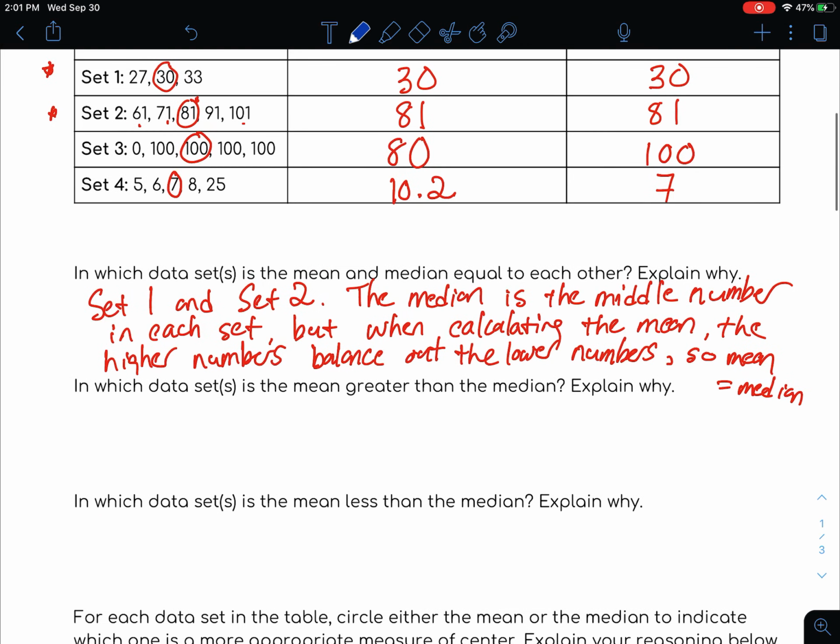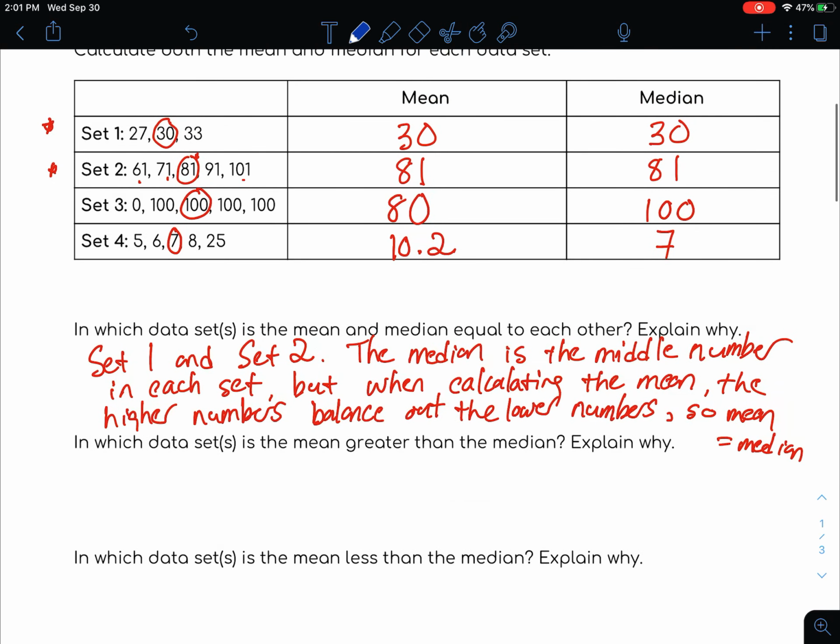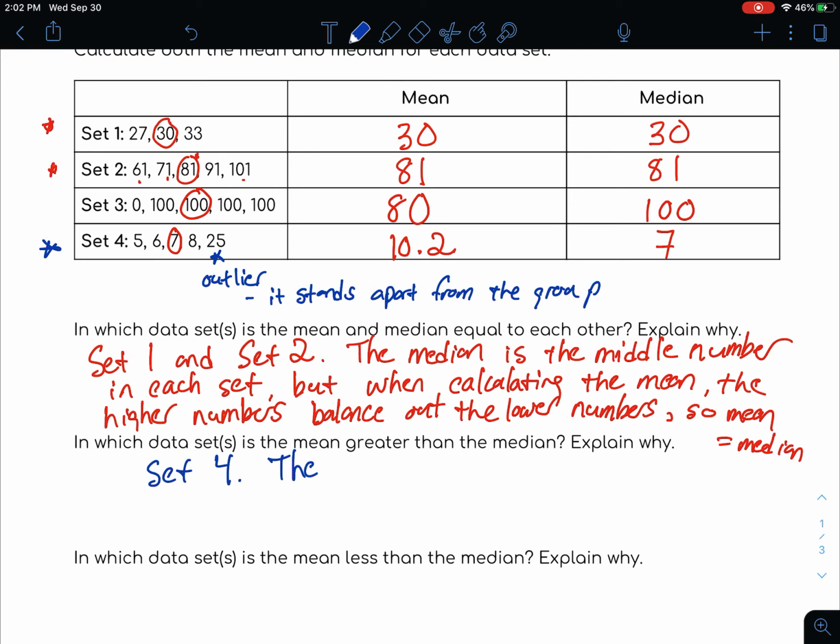All right, let's change colors. In which data sets is the mean greater than the median? Okay, so look at that one. So that would be set number 4, right? So set 4. Why is that the case? Well, hopefully you're noticing this number right here. The 25 is what we call an outlier. It stands apart from the group. That's what an outlier is. So it stands apart from the group. And in this case, the outlier is higher than the rest of the numbers.